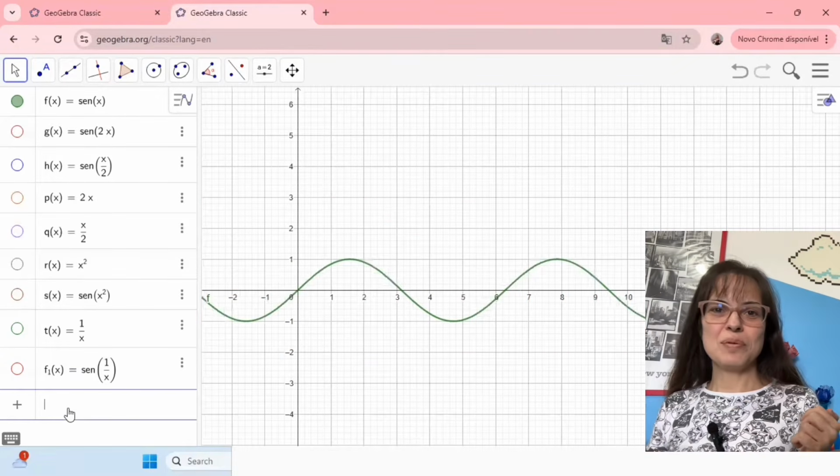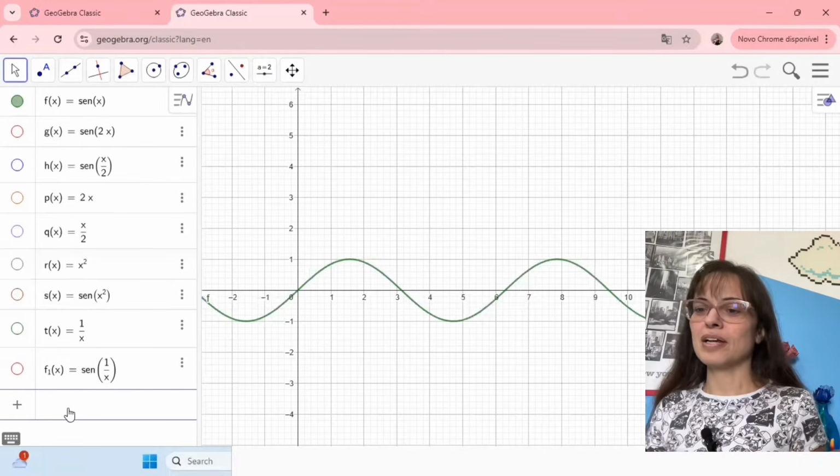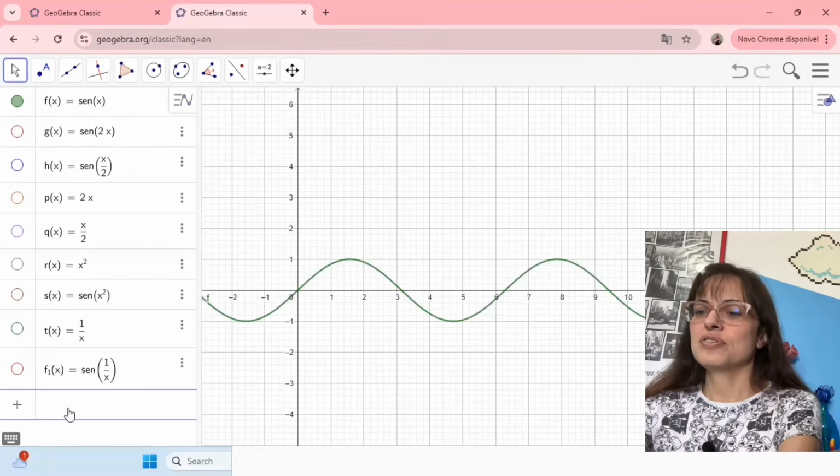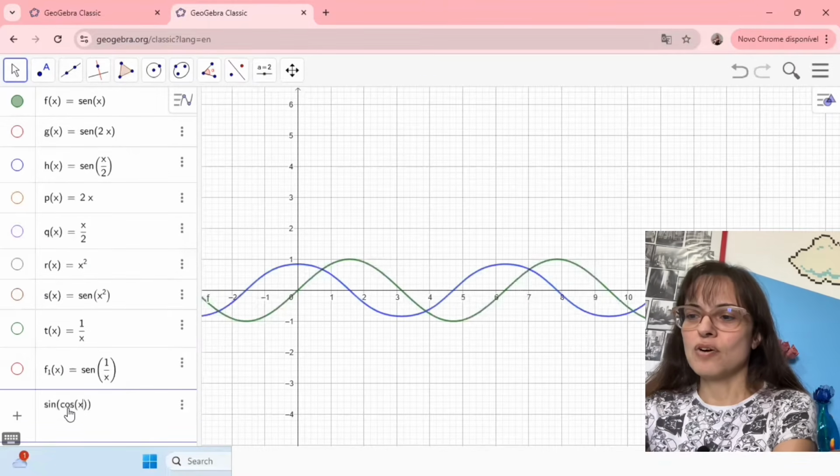Another interesting example that the most curious students sometimes ask: what does it look like when we start doing composite functions algebraically, right? So for example, sine of cosine of x.